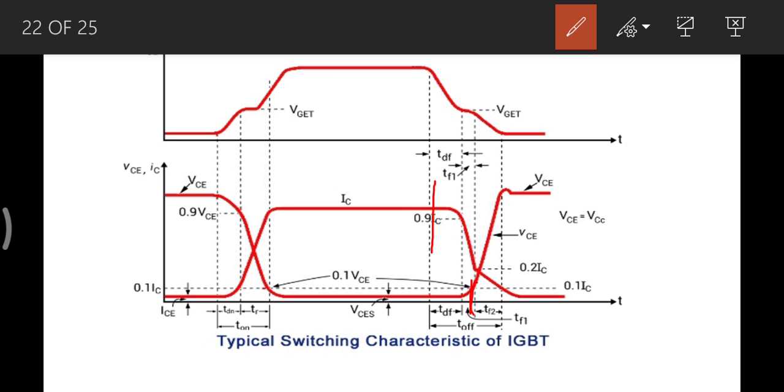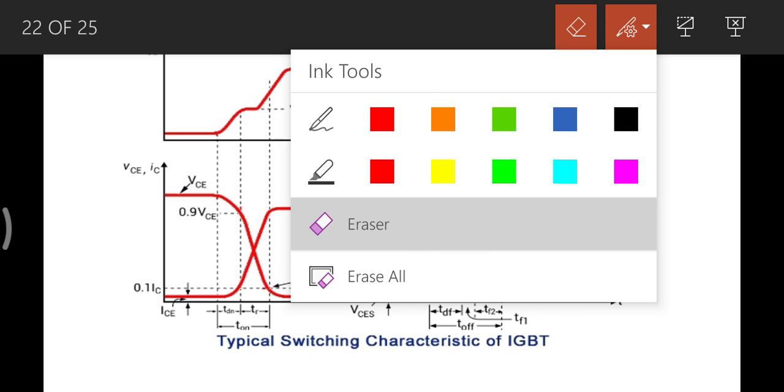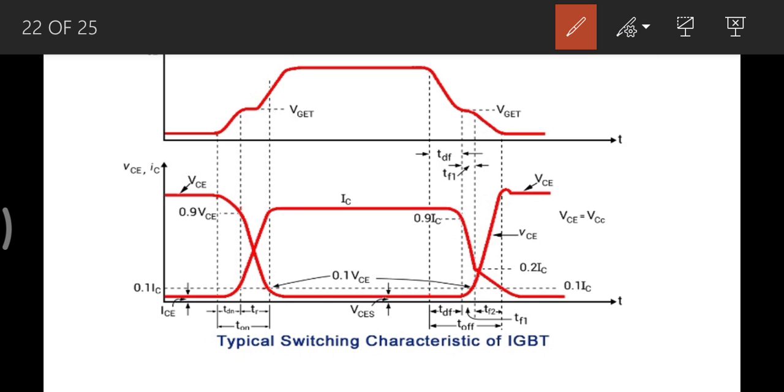See here, once again, what is the delay time? Delay time means the time taken for the collector current to go from ICE to 0.9 ICE. It is considered as a delay time. So see here, this is the VCE and this is the 0.9 VCE. The time taken to reach from this point to this point is considered as a delay time.